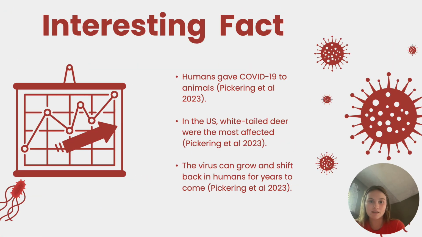The interesting fact that I found is that while bats gave COVID-19 to humans, humans actually gave COVID-19 to animals as well. In the US, the white-tailed deer population was the most affected. And with it being back in animals, the virus can grow and shift and hit humans as hard as it did for years to come.